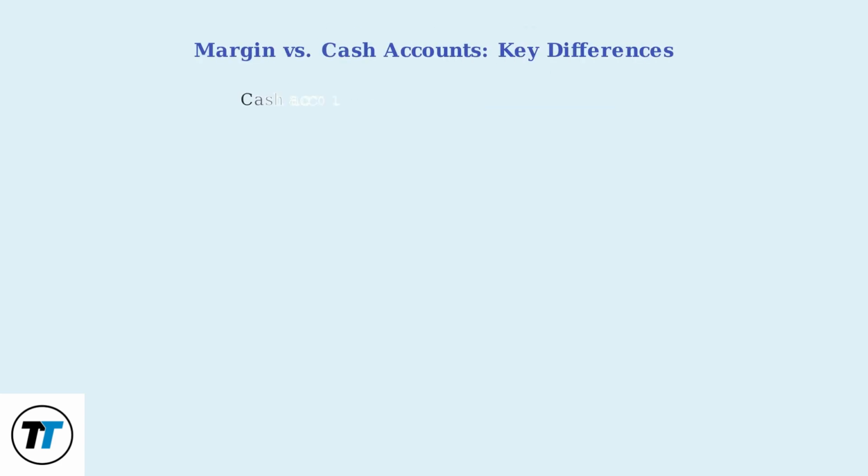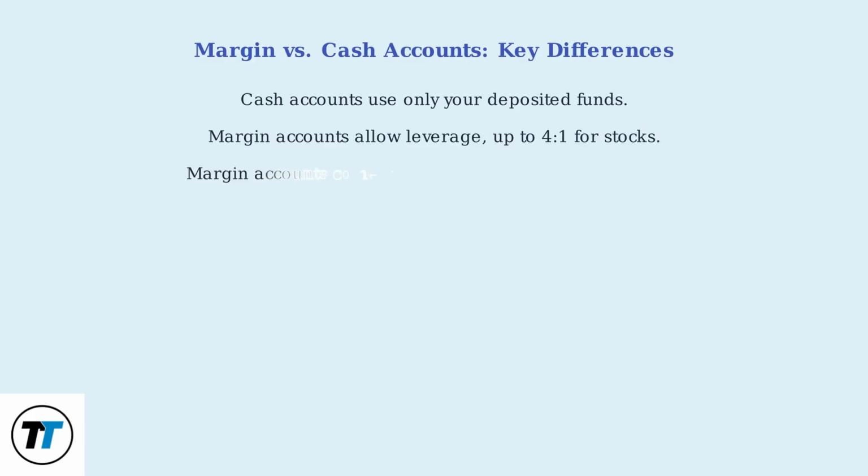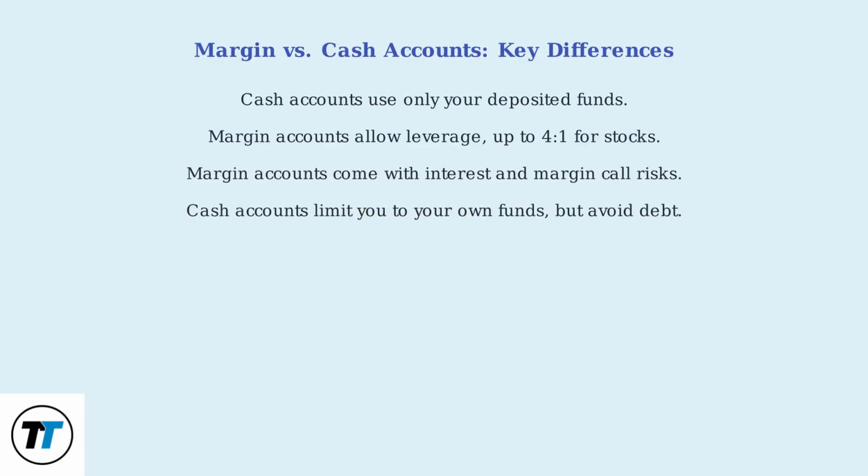Cash accounts use only your deposited funds for trading. Margin accounts allow leverage, potentially up to 4:1 for stocks, letting you borrow money to buy more shares. However, margin accounts come with interest charges and the risk of margin calls if your investments decline. Cash accounts limit you to your own funds, but you avoid debt and forced liquidations.